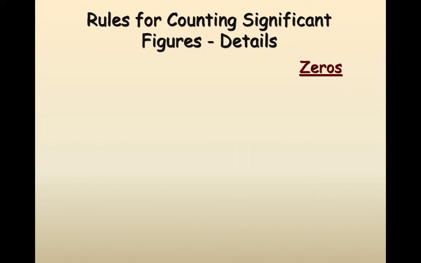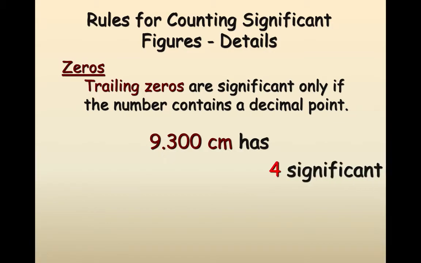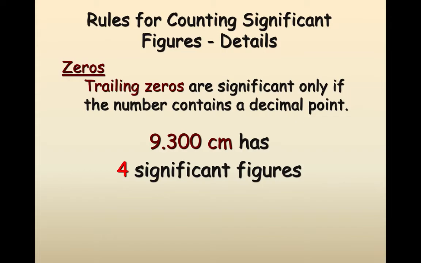The last kind of zero is trailing. We're making a pattern here: we looked at the beginning, the middle, and now the zeros at the end. These are only significant if the number contains a decimal point anywhere in the number. For example, this one has 2 trailing zeros on the end, and this number does have a decimal. So that means we have 4 sig figs in this measurement.